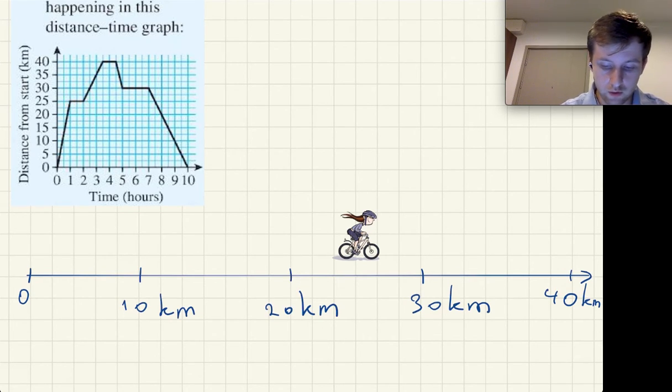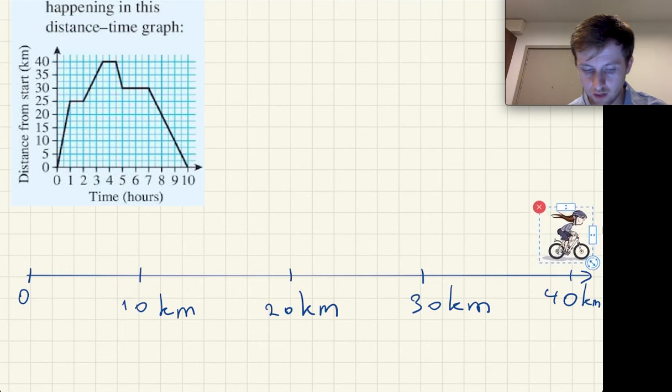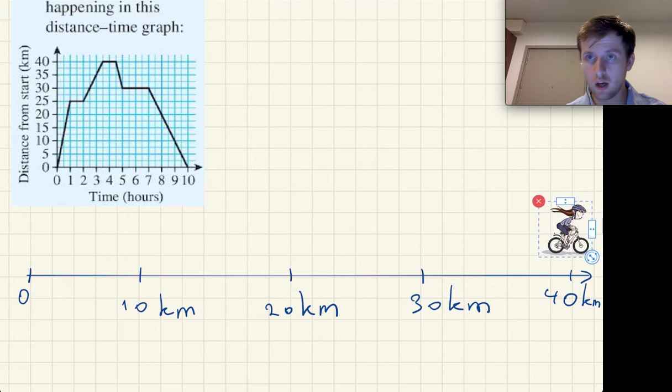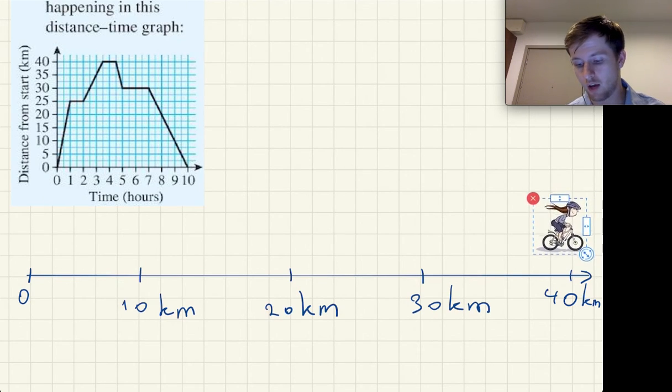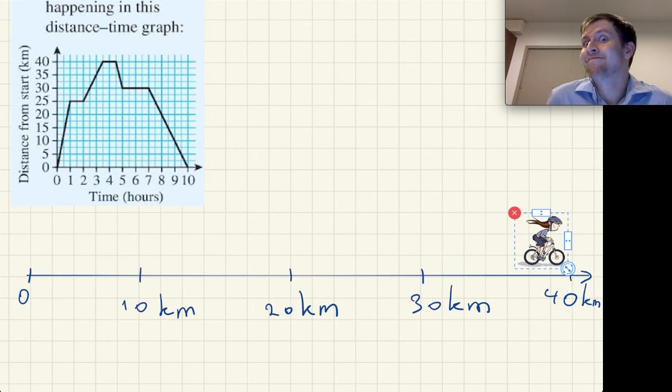Then she travels another 15 kilometers, and she lands here on 40 in the next 1.5 hours. So in this period, she travels all the way to 40 kilometers, probably from her home. And then again she rests for a while. For an hour she just rests here. Maybe she's having lunch or something. Just enjoying the view.